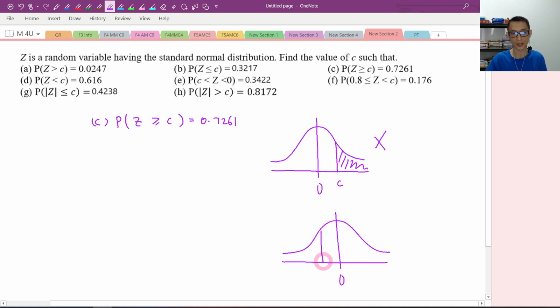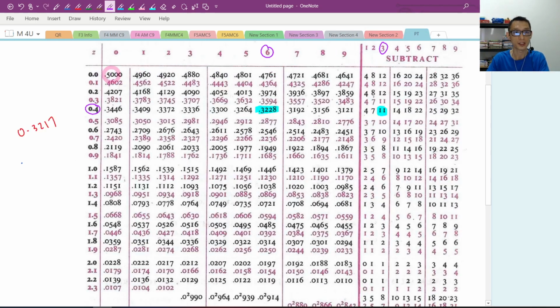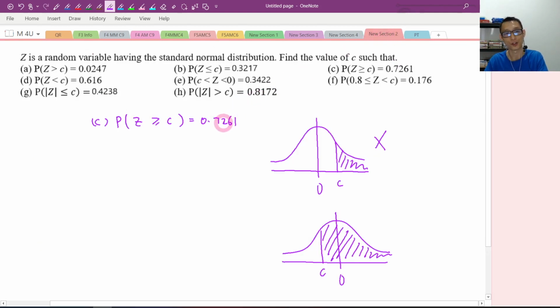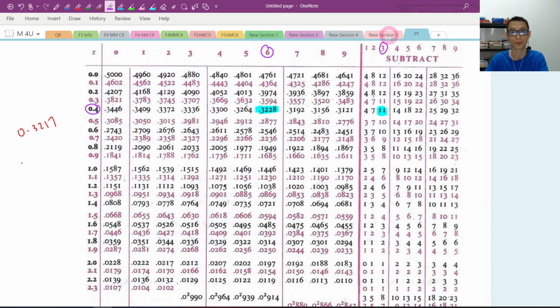C is on the left hand side, so that we get the area, the probability, which is more than 0.5 as shown here. Okay, and before we start to calculate, we know this must be a negative number, our final answer. Whenever you see this, which is more than 0.5, we actually cannot get it from the table. The maximum here is 0.5, right? So you are not able to get 0.7261. We cannot get the value here.